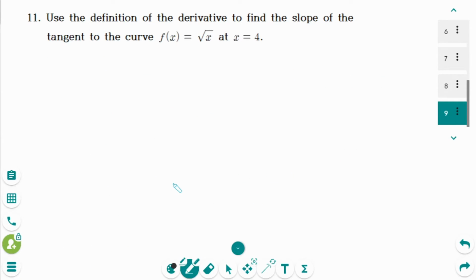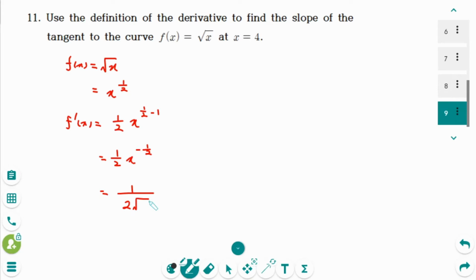If you use the power rule to find the answer, you have to change it to power form first. f of x equals square root of x. It becomes x to the power of 1 over 2. So f prime x equals 1 over 2 x to the power of 1 over 2 minus 1. So 1 over 2 x to the power of minus 1 over 2. We can rewrite as 1 over 2 times square root of x. Then f prime 4 equals 1 over 2 square root of 4. So 1 over 2 times 2, which is 1 over 4.